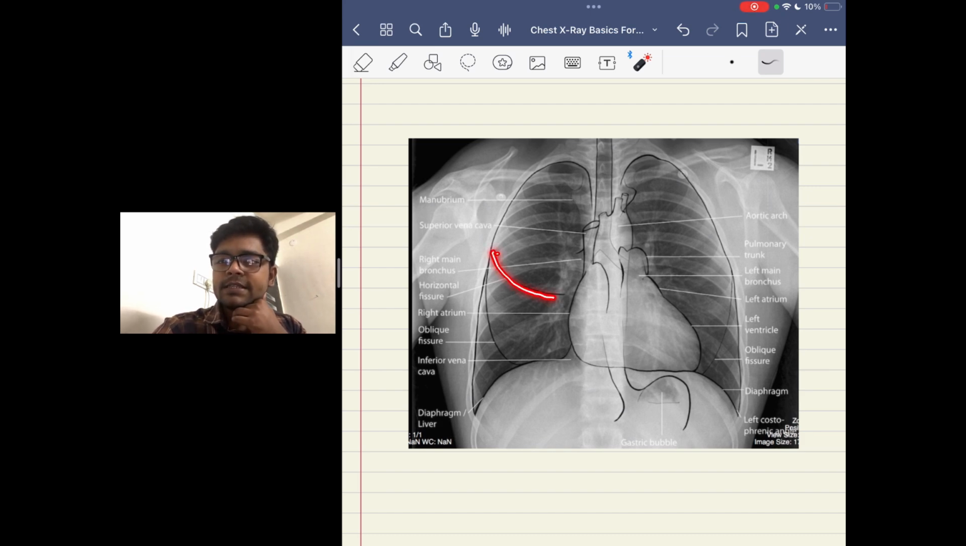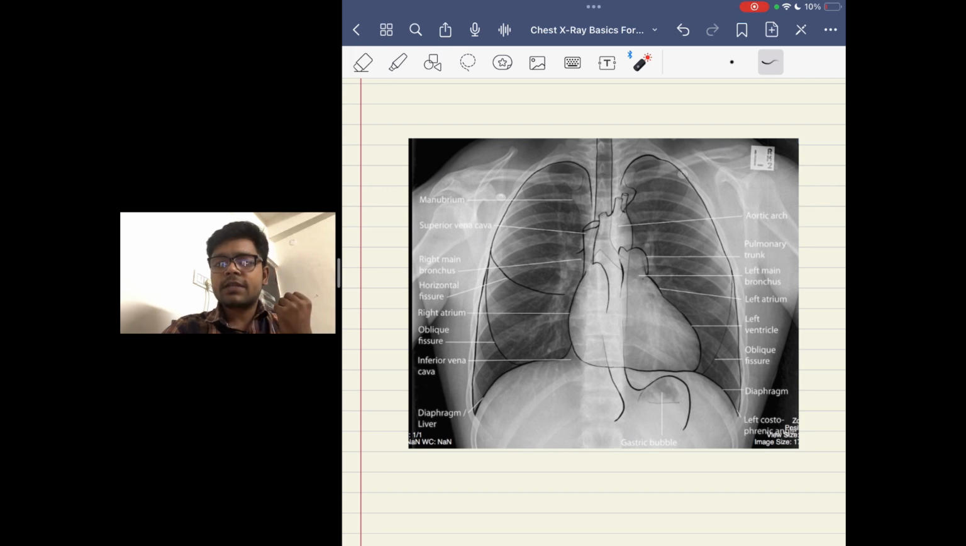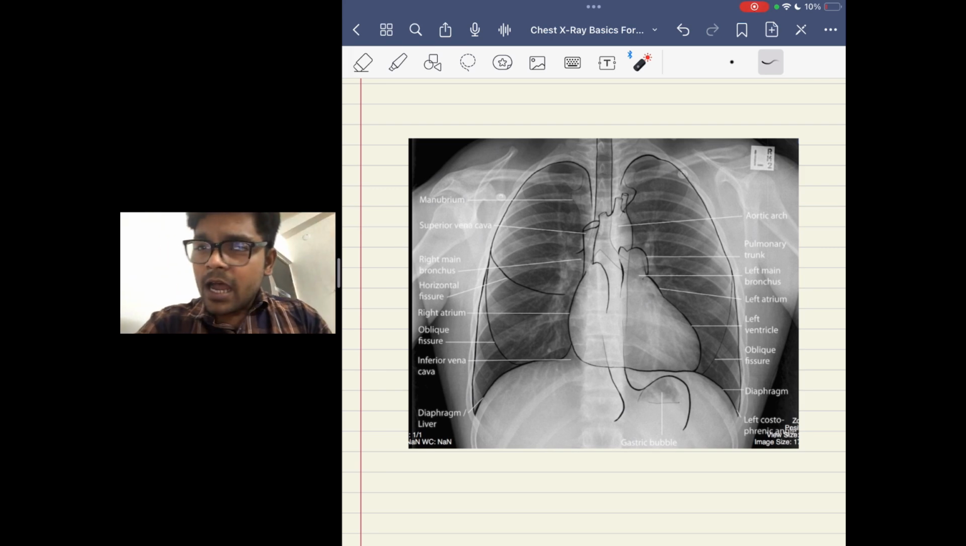You can see that the right lung has 3 lobes, namely the right upper lobe, the right middle lobe, and the right lower lobe. During your clinical examination, you are not getting that much access to the lower lobe from the front side. However, you are getting the right upper lobe and the right middle lobe fully, to a great extent.